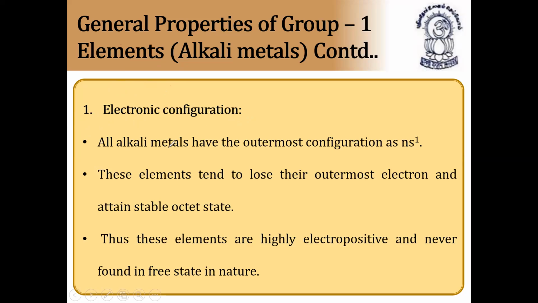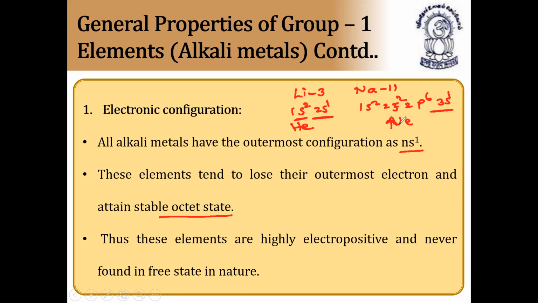Electronic configuration. All alkali metals have their outermost configuration as ns1. It's very simple because you can see lithium, its atomic number is 3. So it is 1s2, 2s1. So outermost electron configuration 2s1. For sodium, atomic number is 11. So it is 1s2, 2s2, 2p6, 3s1. So outermost electron is ns1. These elements tend to lose their outermost electron and retain a stable octet. If lithium loses one electron, it becomes helium gas configuration. If sodium also loses one electron, it becomes neon gas configuration, that is inert gas configuration.